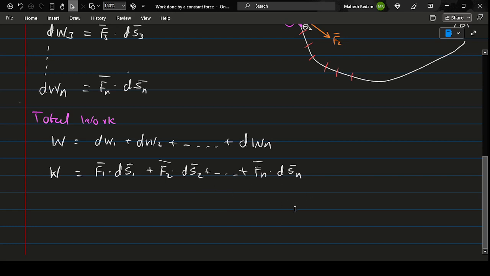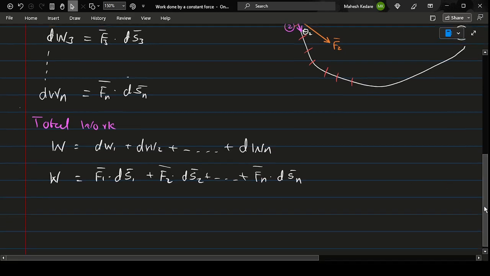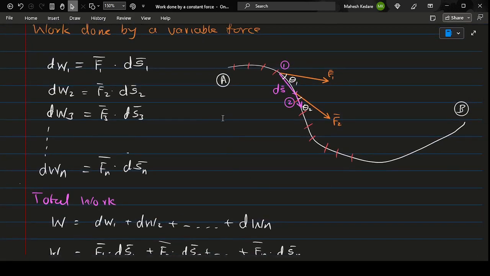Now this is an approximation. How can we better our approximation? To better our approximation and obtain the work done that is still closer to the true value, we will have to decrease or shrink the size of these displacement segments. The small displacements are also called displacement elements. We will have to shrink their size. In other words, we will have to divide this entire path into a still larger number of small divisions. So if we increase the number of divisions, automatically the length of the displacement elements will decrease.